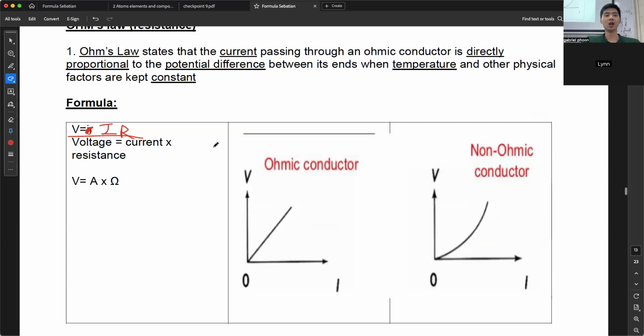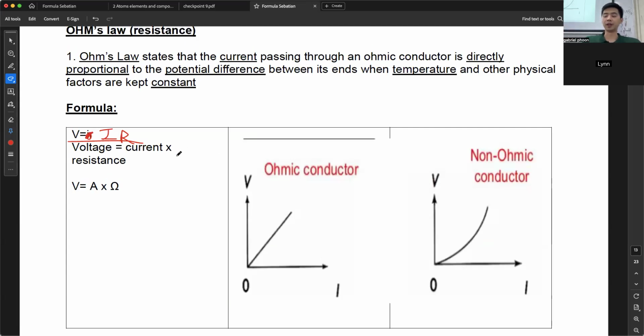Anyways, there are 2 types of conductors. One is known as an ohmic conductor and the other is known as a non-ohmic conductor. Ohmic conductors, for example, are like a wire. They have consistent resistance, in the sense that if I supply more voltage, I'll have more current, even more voltage, even more current. You can see that the gradient is consistent.